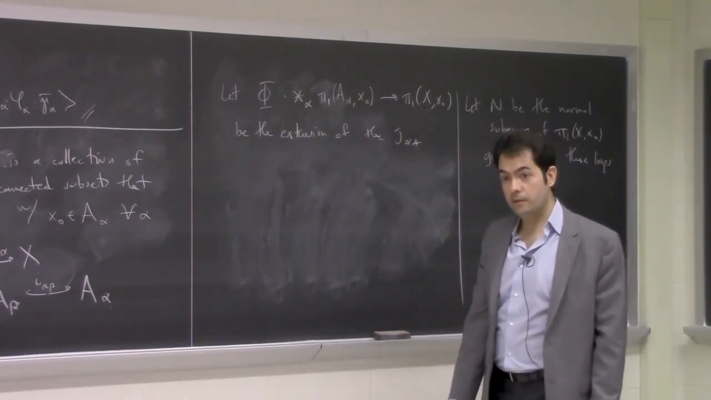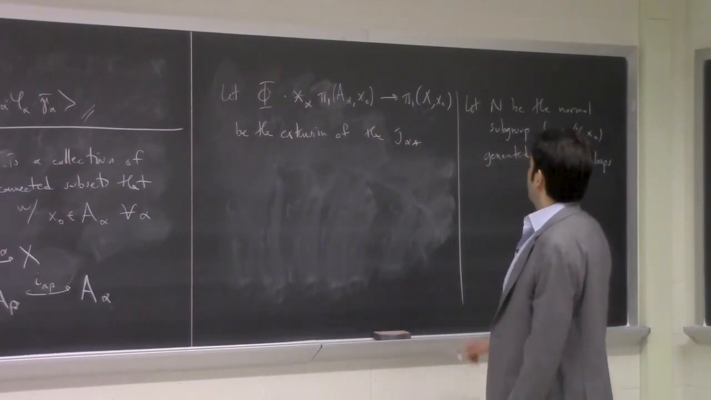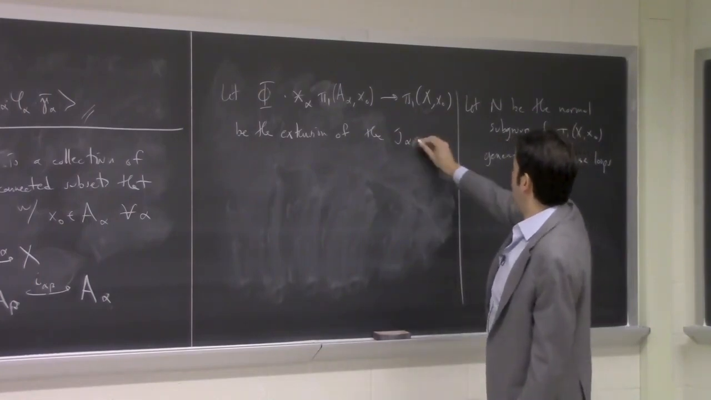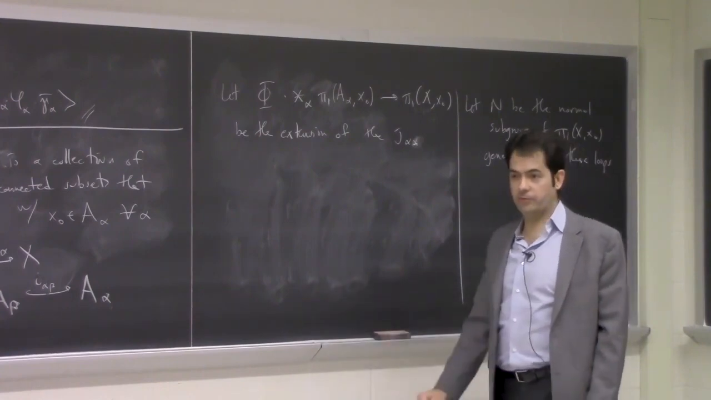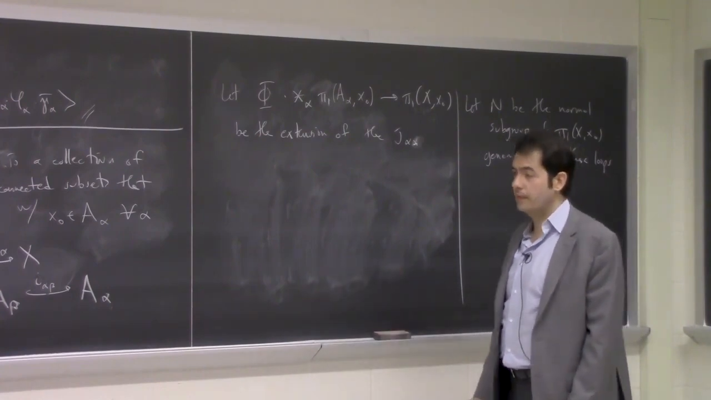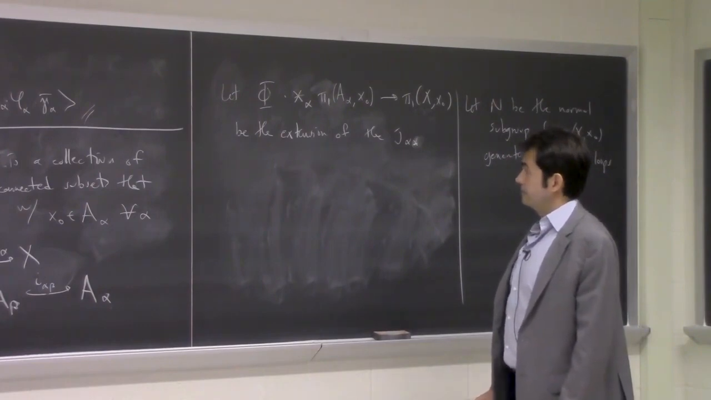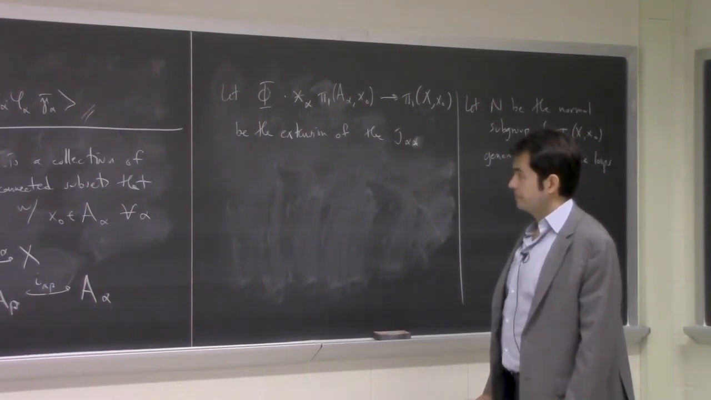Right? What are the subscripts on the last? Pi 1 of X, x naught. Oh, yeah. J alpha star. Yeah, so the induced maps from the J alphas. Okay.